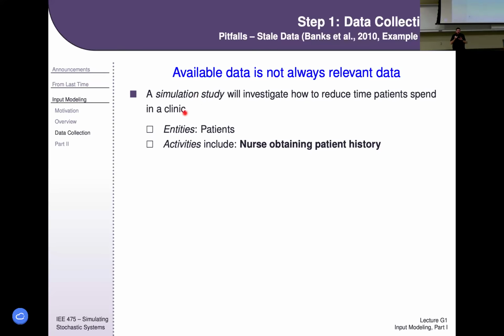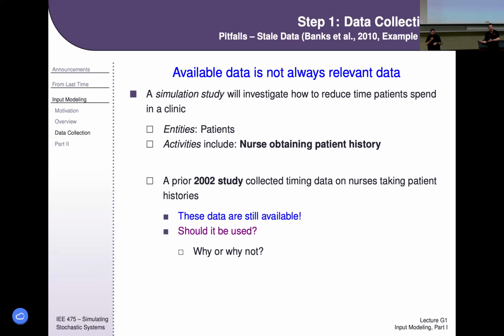Let's assume that we're talking about a simulation study, not about Disney, but about a medical clinic that has patients, and the key resource that we're focusing on is a nurse whose activity is obtaining patient history. So we're trying to model that. Maybe we're trying to optimize that, to streamline this process to try to get patients in to see the doctor sooner. So a prior study from more than 20 years ago collected timing data on nurses taking patient histories.